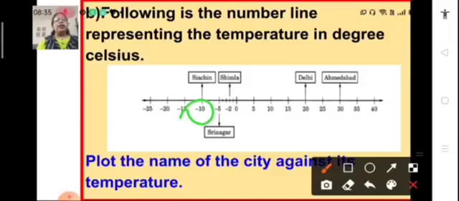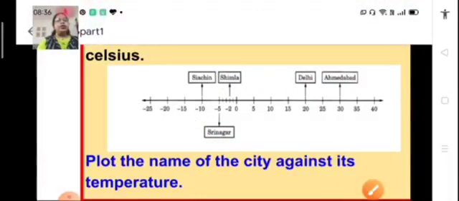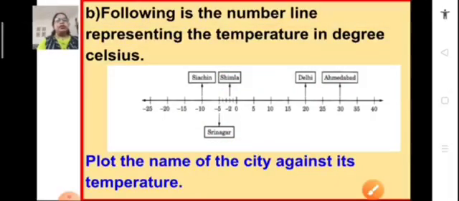Then we have negative 5 degrees Celsius. So which city shows negative 5 degrees Celsius temperature? It is Srinagar. Then Shimla has negative 2 degrees Celsius. Delhi shows a temperature of positive 20, and Ahmedabad shows the temperature of positive 30 degrees.